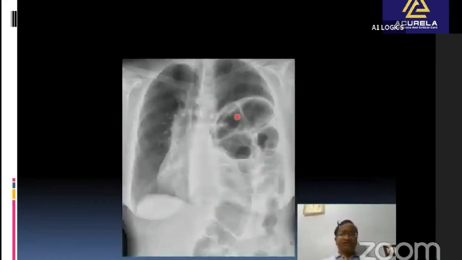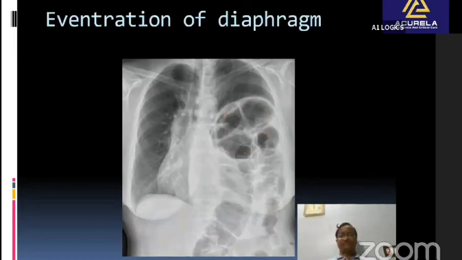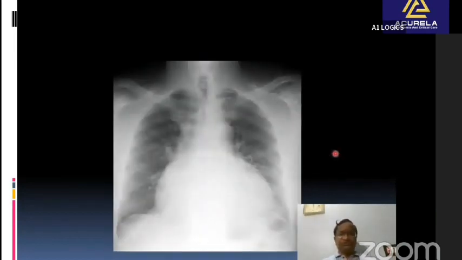Then everything is completely fine. This is pushed up. Something is wrong somewhere. Yes, the gut is completely occupying it. This is the eventration of the diaphragm. All your large gut is in the thorax. Otherwise it looks like everything is fine.